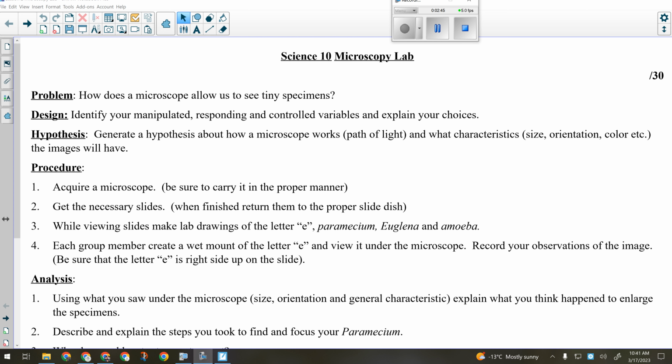So remember, each variable needs to be identified and explained. One manipulated variable, there's only one, and I kind of gave it to you already. There's only one responding variable, and I talked about that. Responding variables are always the things you're looking for or recording or making observations about. And then 3 controlled variables, each one explained independently.